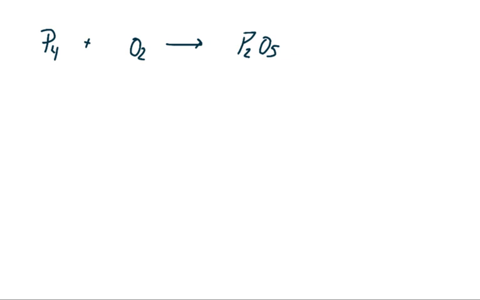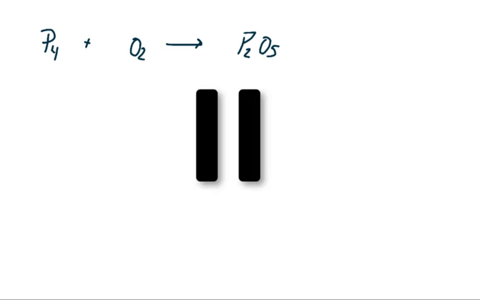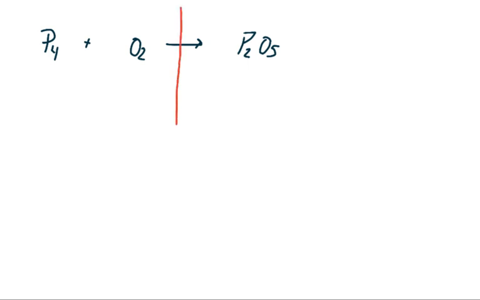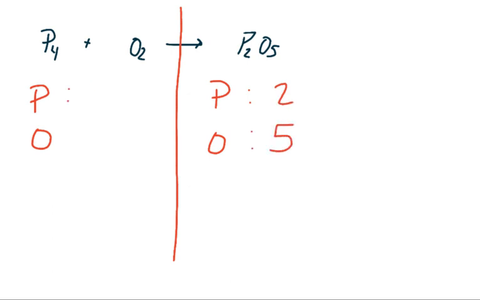All right, here's another one. I want you to pause the video and see if you can balance this one. So we only have phosphorus and oxygen present. We have 2 phosphorus and 5 oxygen on the product side. We have 4 phosphorus and 2 oxygen. If we start with the phosphorus, we need to add 2 here to give this 4.